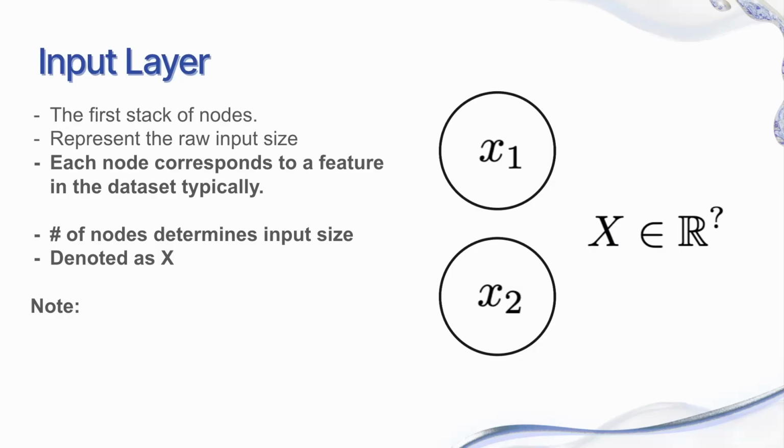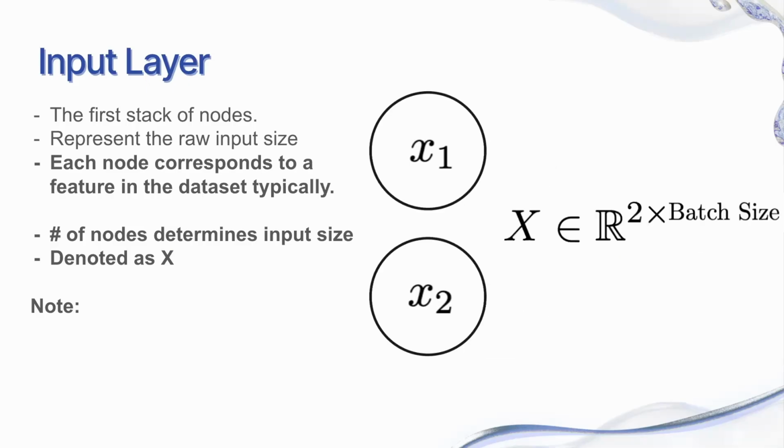And the size of it is equal to the number of nodes that's stacked. Ideally, each node corresponds to some feature in our data set. Now, just to warm up, what would the size be for this vector? 2. Yeah, okay, cool. 2 by something. The main thing is that there's a 2 in there.